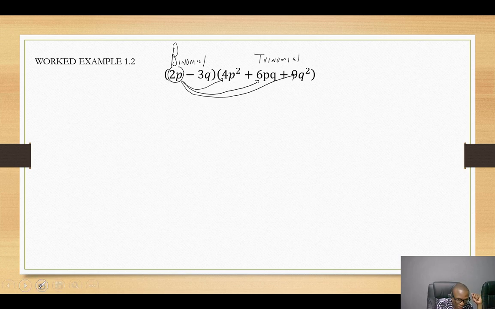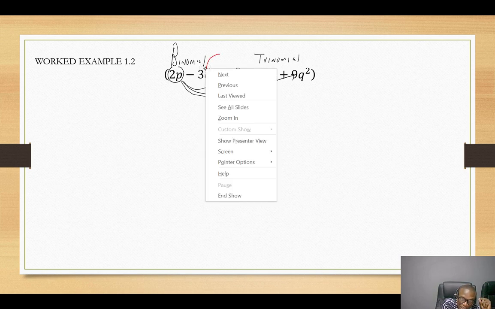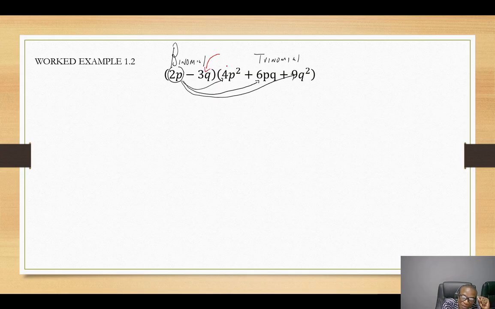And you are also going to continue with the same idea. Multiply this guy in the first bracket with every guy, with every term in the second bracket. So once you get the procedure, it should be simple. Multiplying a binomial and a trinomial.